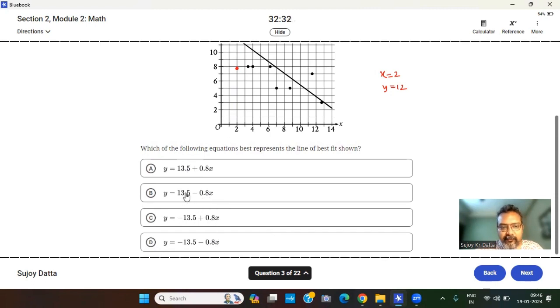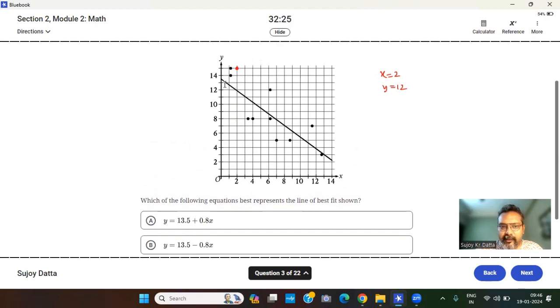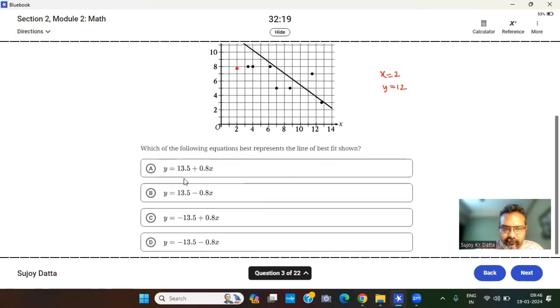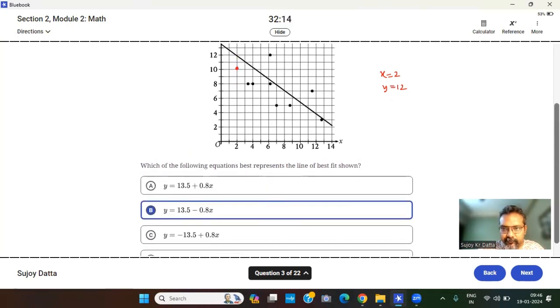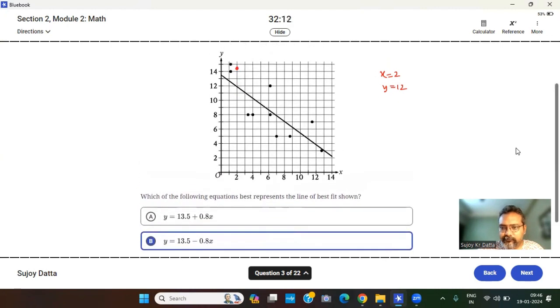But for B, the y-intercept is a positive quantity, and for D, it is a negative quantity. Clearly, from the graph, the y-intercept is a positive quantity. It is somewhere between 13 and 14. So it has to be something positive. So answer must be B. You don't even need to plug in values. Okay. So we are done with this.